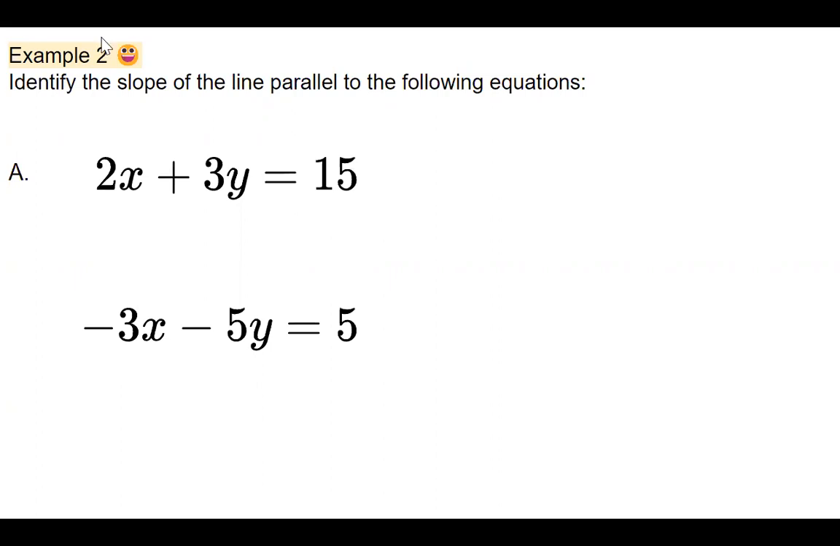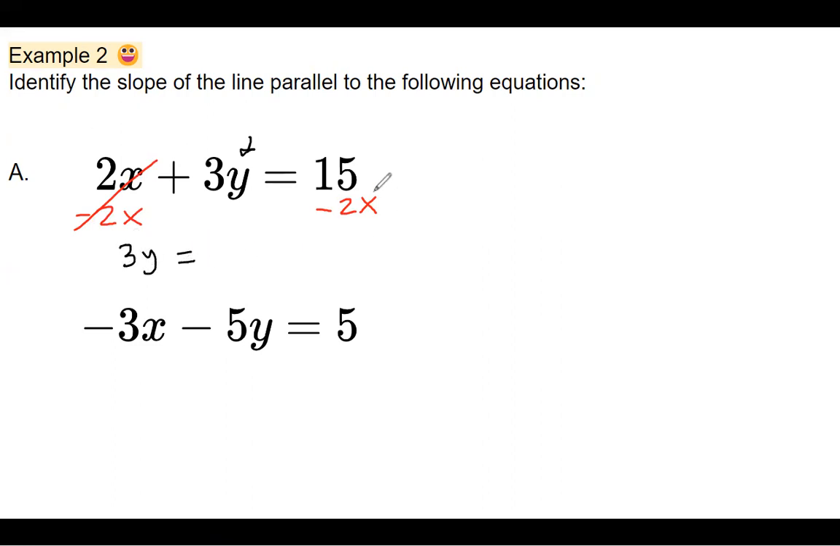Because we have to rewrite it, we have to do inverse operations so we can isolate which variable? Y. So how do we isolate y? Subtract 2x. So let's go ahead and subtract 2x on both sides. So I eliminate it from the left side. I now have 3y equals, instead of writing 15 minus 2x, I'm going to write negative 2x plus 15. I want it in that format.